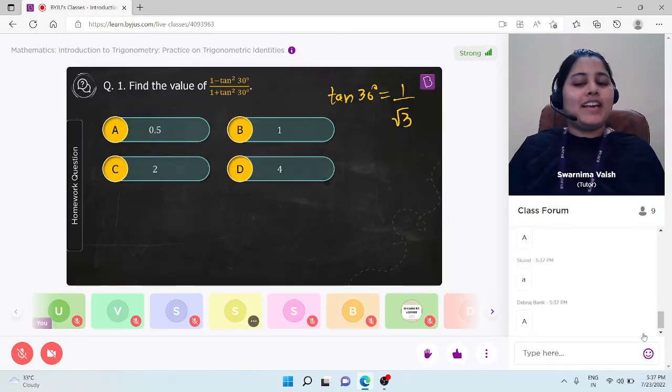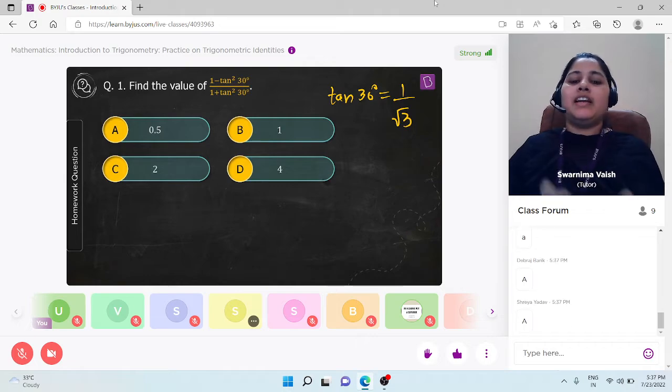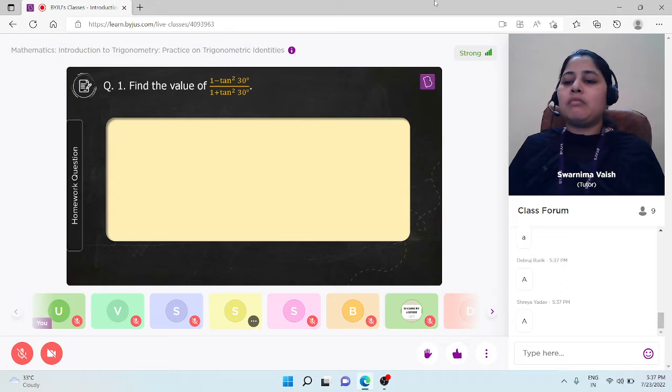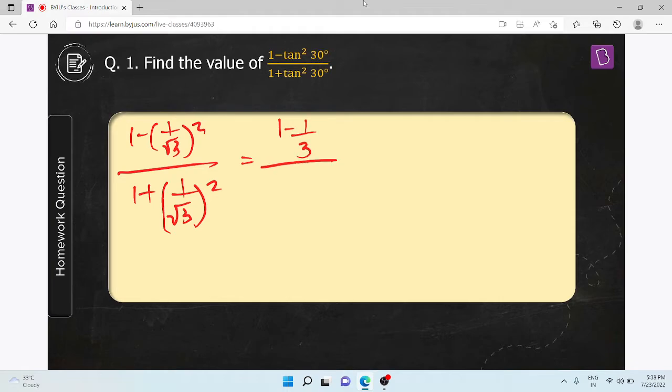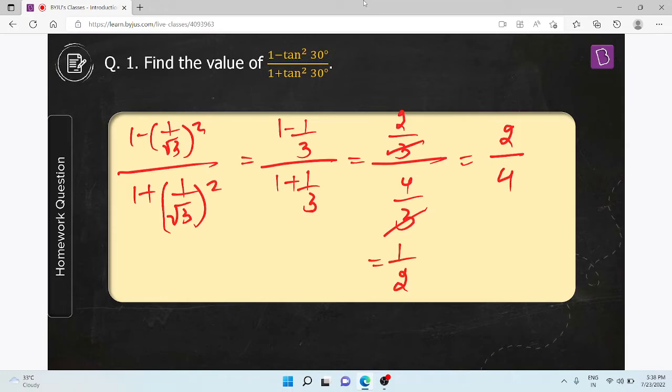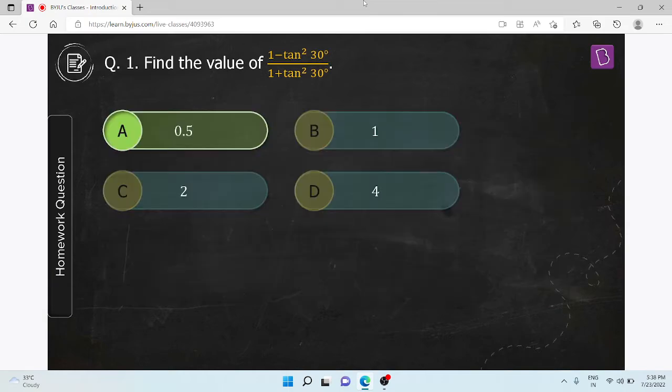And yes, well done, Devraj, Iskand, Sakshi, Bhumi and Utkarsh. So it's absolutely the correct answer. It is option A. Yes, Shreya, A is the correct answer here. Because friends, if we put tan 30 as 1 by root 3, it will be (1 minus (1 by root 3) whole square) by (1 plus (1 by root 3) whole square). So it will be (1 minus 1 by 3) by (1 plus 1 by 3). Means it will be 2 by 3 by 4 by 3. Please cancel out: 2 by 4, that is 1 by 2, that is 0.5. It means option A will be the correct answer.